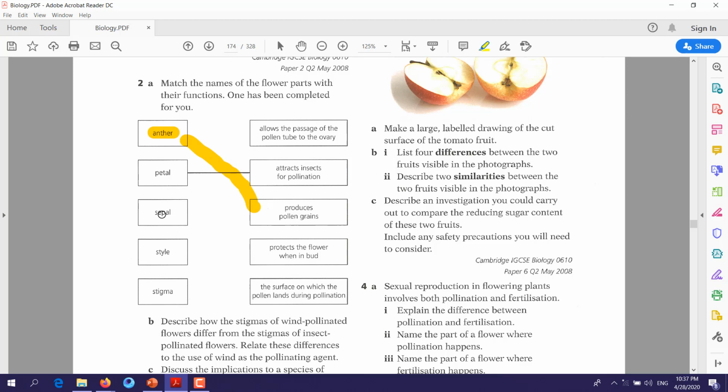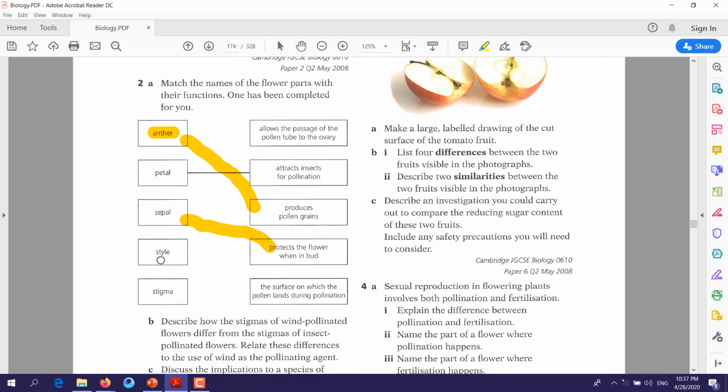The next one, sepal. Sepal, it's the leaves, the green ones. The function of the sepal is to protect the flower when in bud.